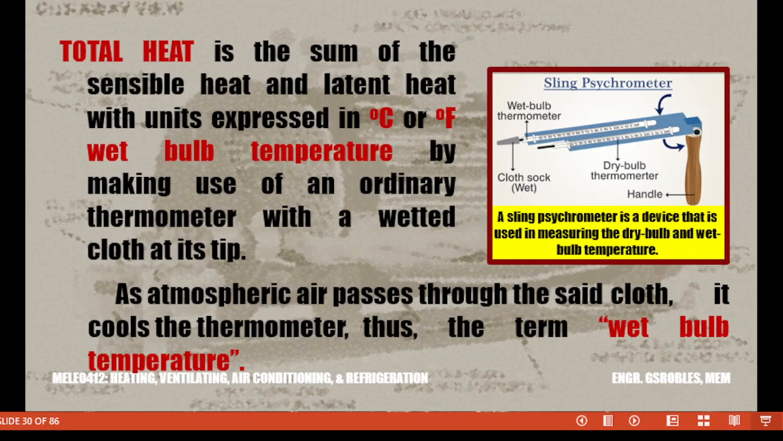So, to measure the total heat, gumagamit tayo ng tinatawag nating sling psychrometer. So, ang sling psychrometer, dalawa yung kanyang thermometer. So, mapapansin nyo, yung isang thermometer dito, meron tayong tinatawag na wetted cloth at its tip. So, in this case, ang dry bulb temperature natin dito, ang thermometer na walang wetted cloth, ang minimeasure niya is yung kanyang tinatawag na dry bulb temperature or simply the temperature for the sensible heat. And then, on the other hand, wet bulb temperature, para naman to doon sa tinutukoy nating total heat.